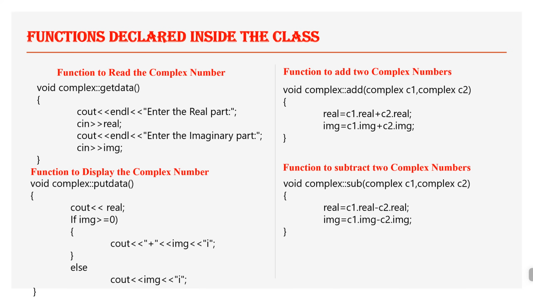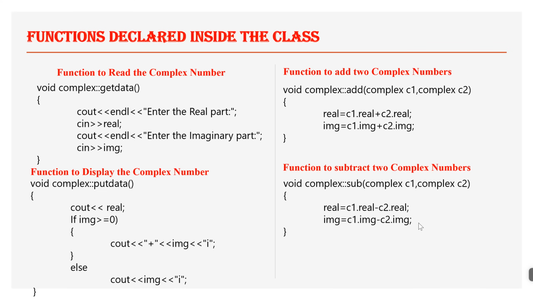Coming to subtraction, it is exactly similar to the addition function, but here the operation is minus in place of plus. Here also the function takes the two complex numbers from the main program. That's why there are two arguments in the function subprogram, complex C1 and complex C2. So here real is equal to C1 dot real minus C2 dot real, and similarly imaginary is equal to C1 dot imaginary minus C2 dot imaginary.